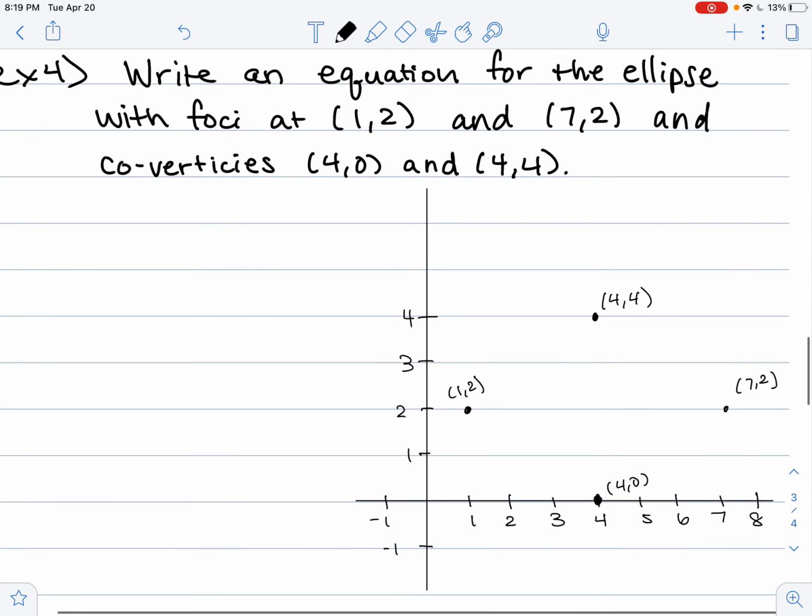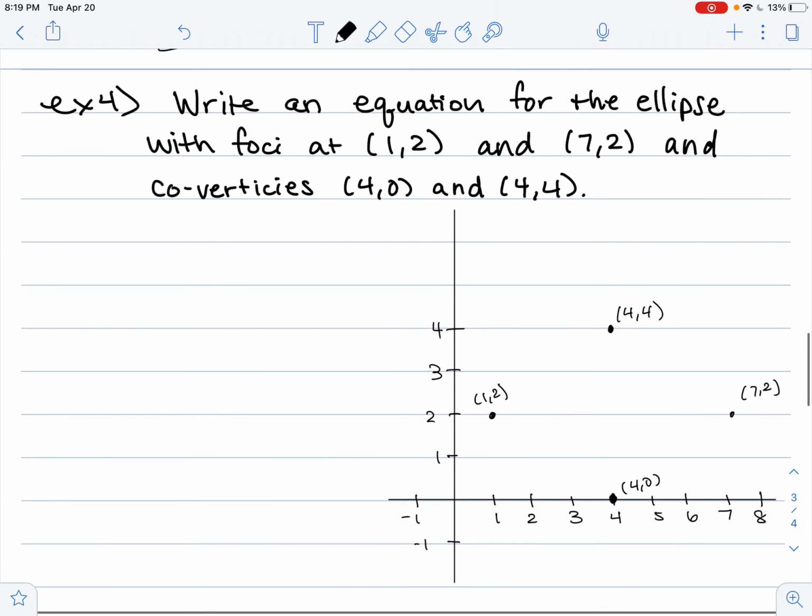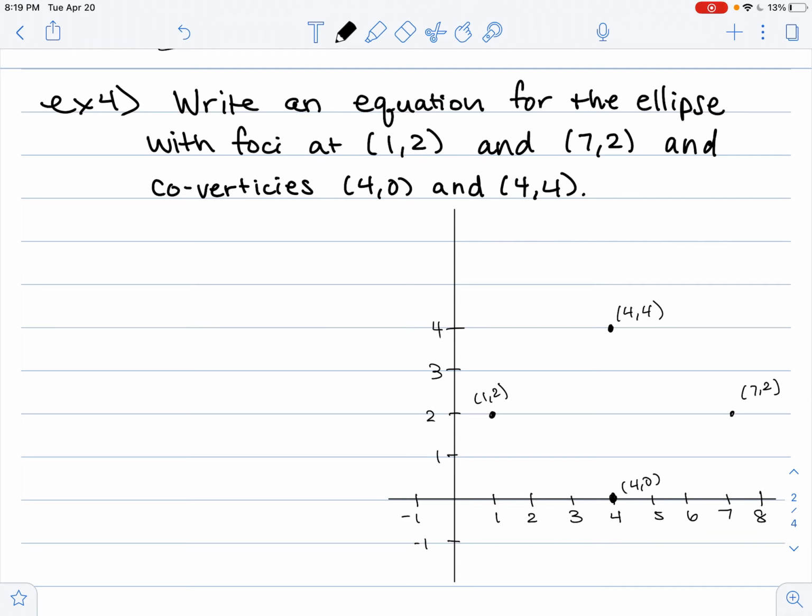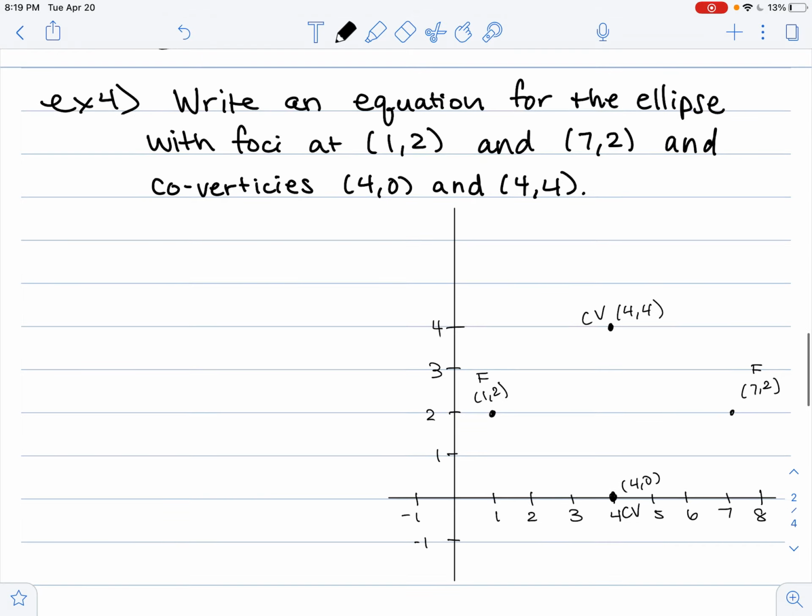Now, what if I write an equation for the ellipse with the foci at 1, 2 and 7, 2? So these are foci at 1, 2 and 7, 2. I've already graphed it for you. And co-vertices, so this is a co-vertex here and here. Do yourself a favor and always, always label. Well, here's what we know.